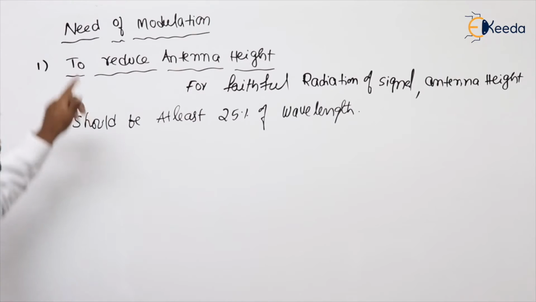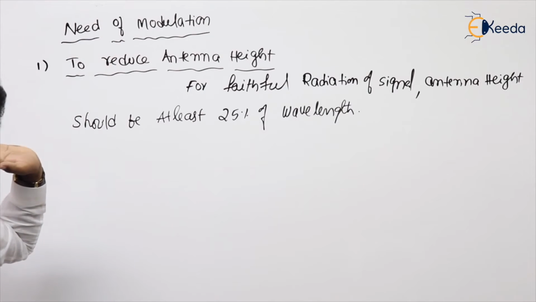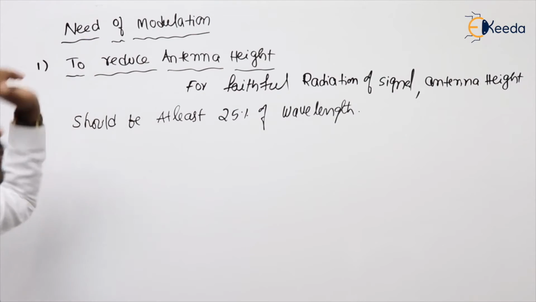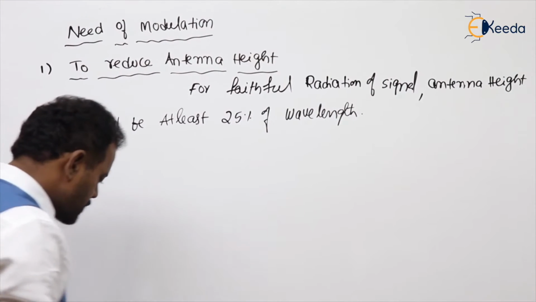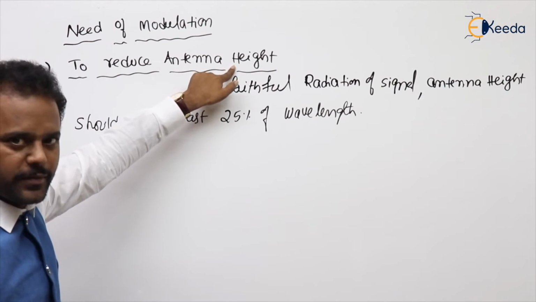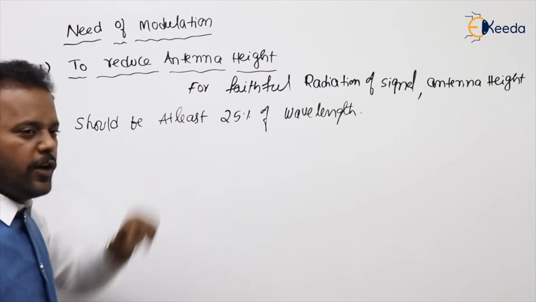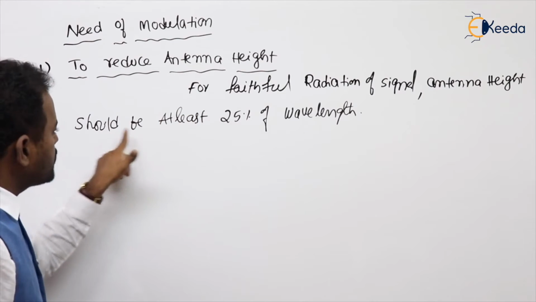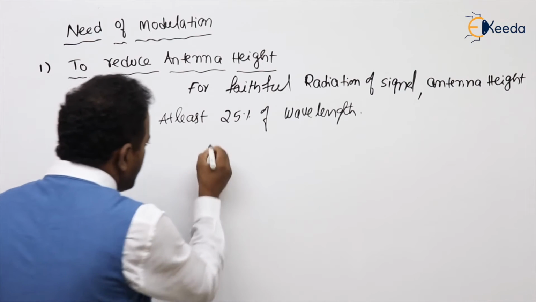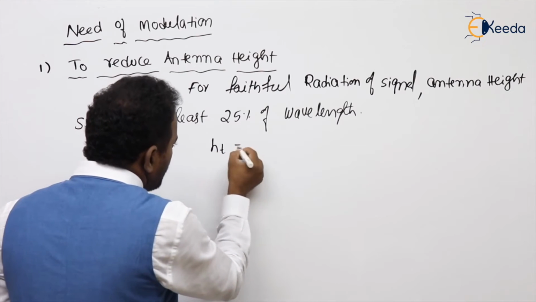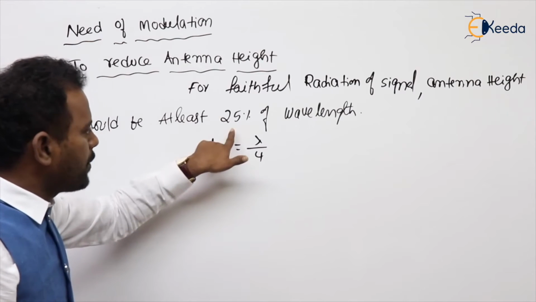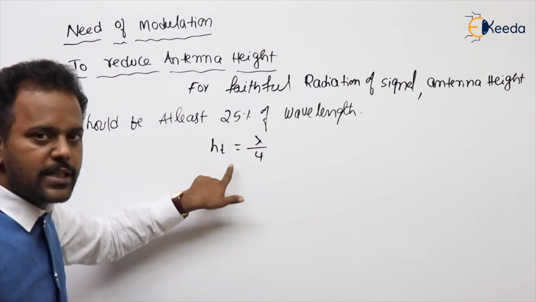Next, see, the topic is very important: need of modulation. What is the basic need of modulation? I'm not saying advantages, I'm saying need of modulation. That is the first point. So what is the first point in the need of modulation? To reduce antenna height. So first read the point. For faithful radiation of signal, the antenna height should be at least 25% of the wavelength. Means, if I take the height of the antenna HT, it should be at least lambda by 4. Lambda means wavelength, 25% of the wavelength. What does this mean, sir?